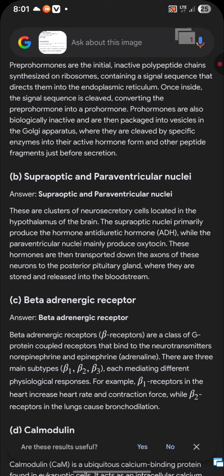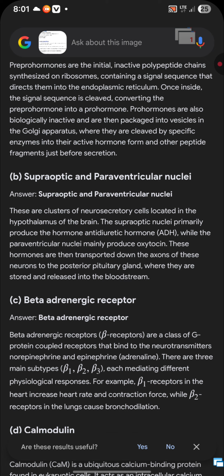B. Flocking in birds. Answer. Flocking in birds. Flocking in birds is a common social behavior where groups of birds, known as flocks, gather and move together. This behavior offers several survival advantages. 1. Predator defense. Large flocks can confuse predators, making it harder to target a single individual. 2. Foraging efficiency. Birds in a flock can more effectively locate food sources and share information about food availability.